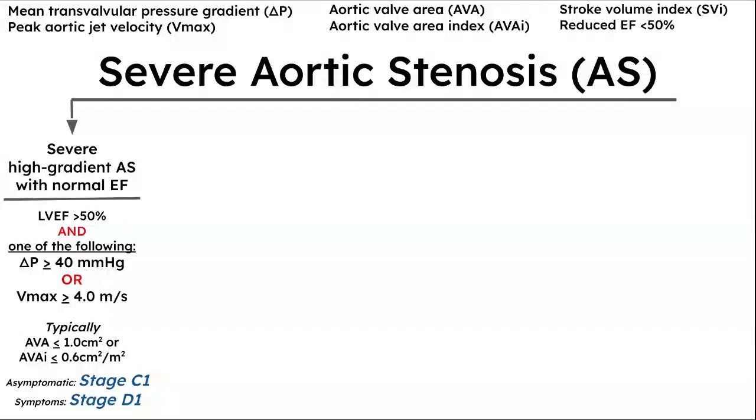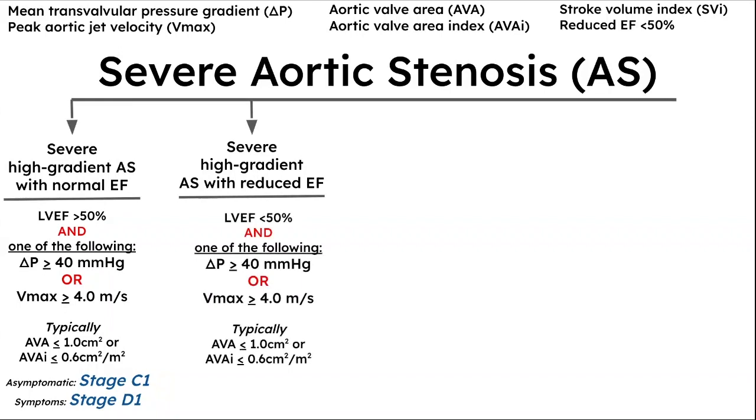Awesome. Let's move on to the next subtype of severe aortic stenosis, severe high gradient aortic stenosis with reduced ejection fraction. Similar to before, this requires either a delta P greater than 40 millimeters of mercury or a Vmax greater than 4 meters per second, and an LVEF less than 50%. Again, very similar to prior, while it is typically associated with a small AVA or AVAI, that is not a requirement. If your patient meets all of these requirements, they have stage C2 aortic stenosis.